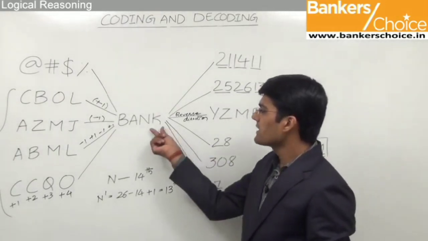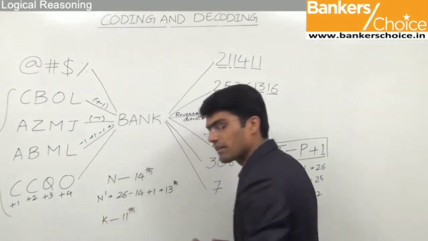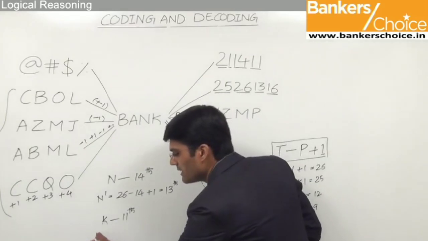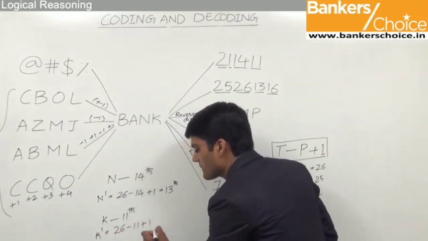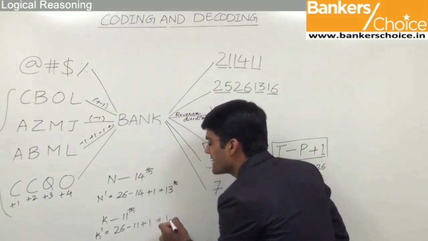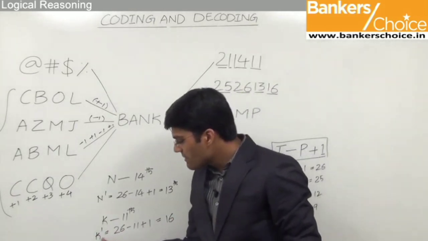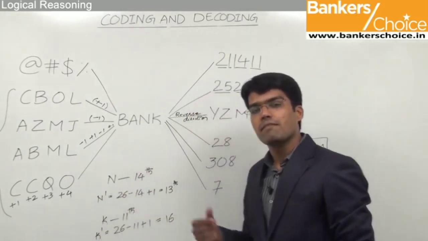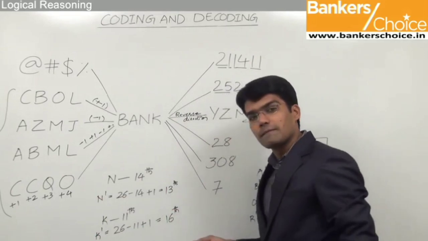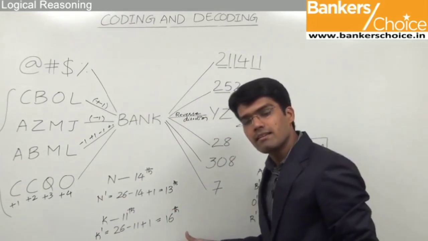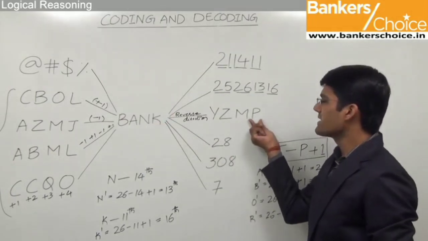Let us do the same thing for the letter K. We know that K is 11th letter in the alphabetical order. So from the reverse alphabetical order, the position of K will be 26 minus 11 plus 1. And that comes out to be 16. So we can say that the letter which comes in place of K from the reverse alphabetical order will be nothing but the 16th letter in the alphabetical order. And we know that the 16th letter in the alphabetical order is P. So that's how the letter K here is replaced with P.